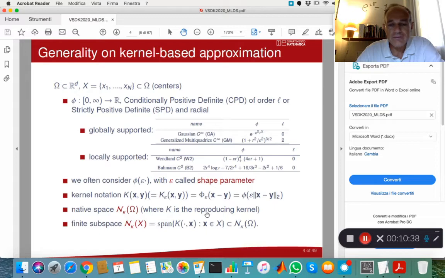Usually the native space is a Banach space in the general sense, okay? But this subspace is finite dimensional because X, capital X, has N components, so it is the span of capital N functions, okay? And this is the space that is, let's say, the basis in some sense of our space.